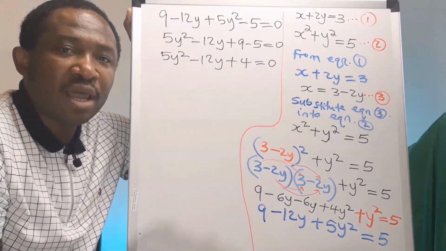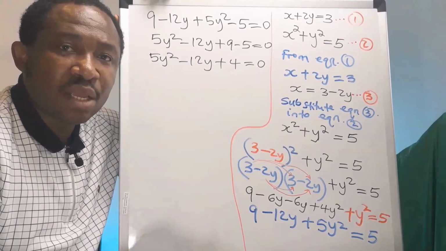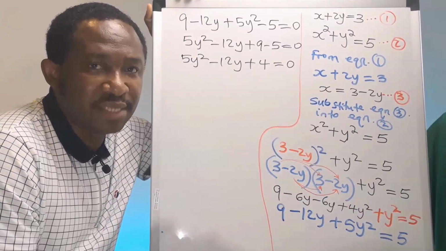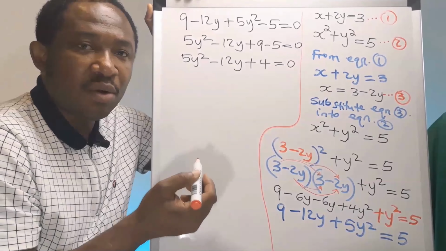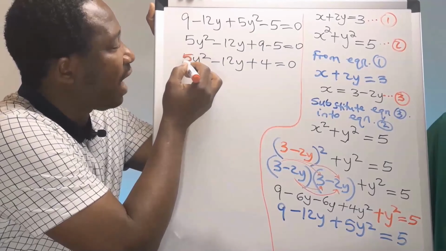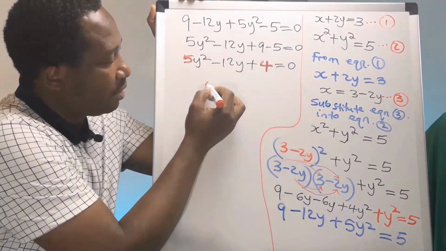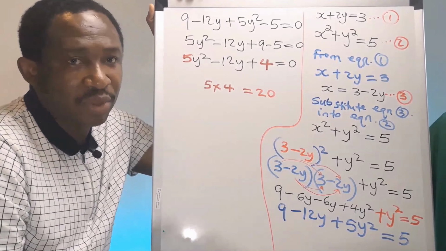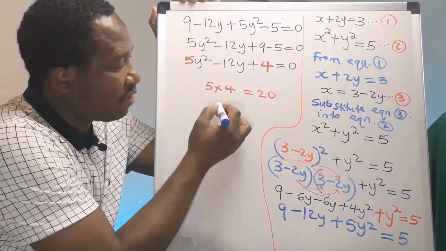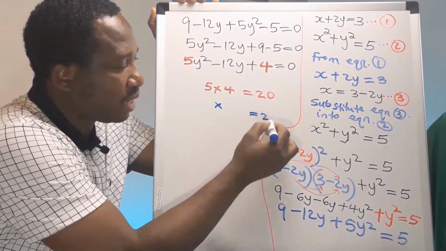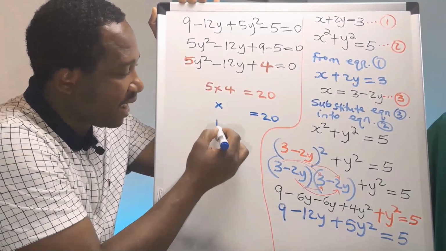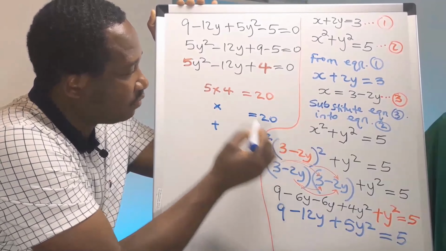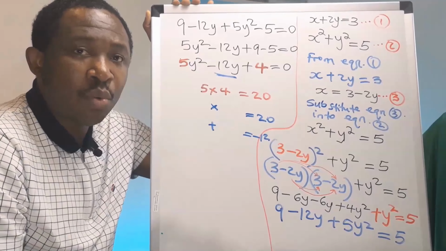We now have a quadratic equation. To solve this, use any quadratic equation method of your choice. This is factorizable. I will use the factor method. What I will do is multiply 5 by 4. 5 times 4 will give me 20. Next, I will think of two numbers. If I multiply these two numbers, I'm going to get 20, but if I add the two numbers, I will get minus 12, the middle term. What are the two numbers?